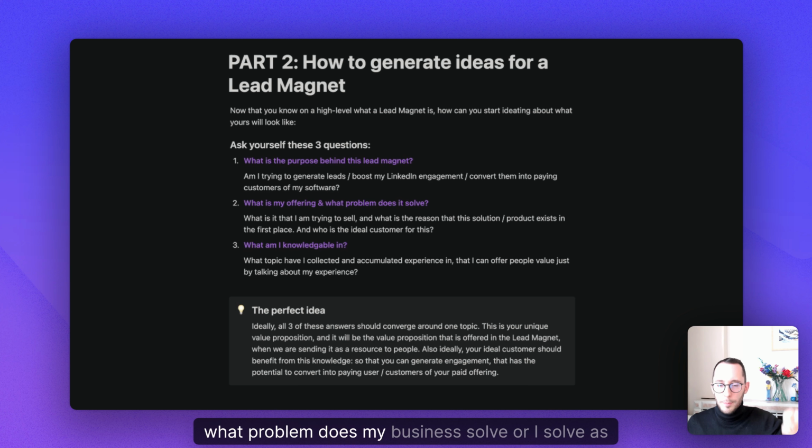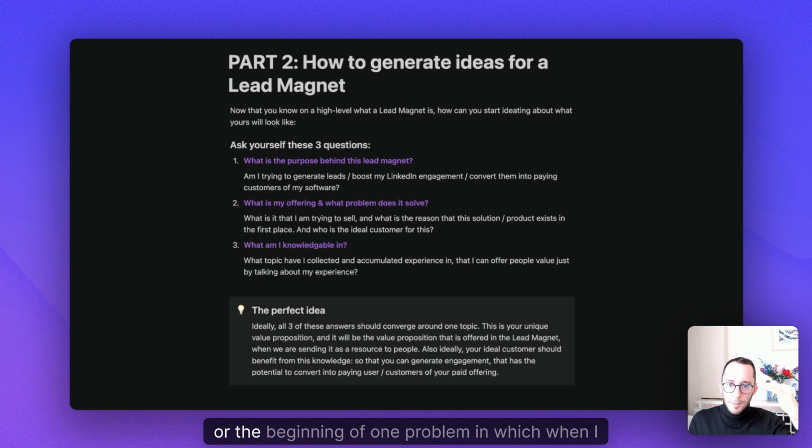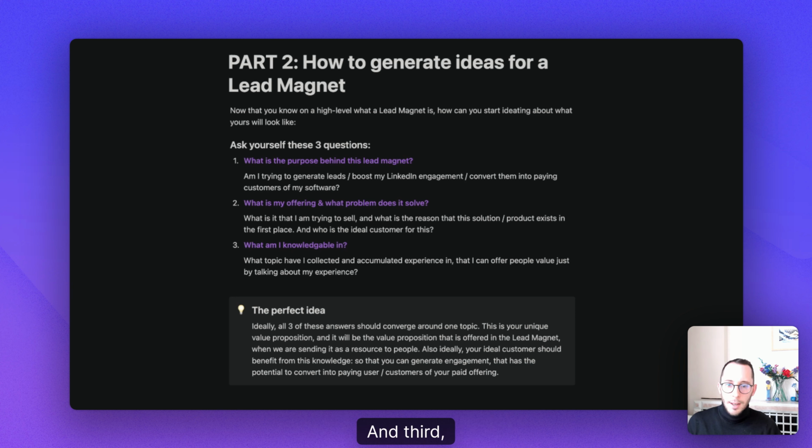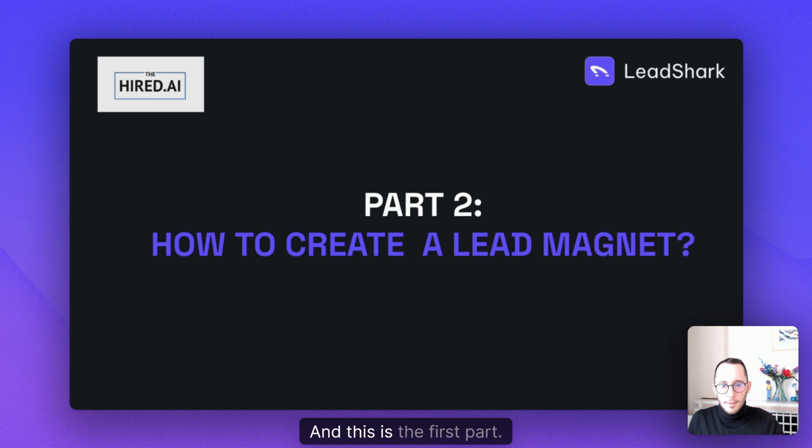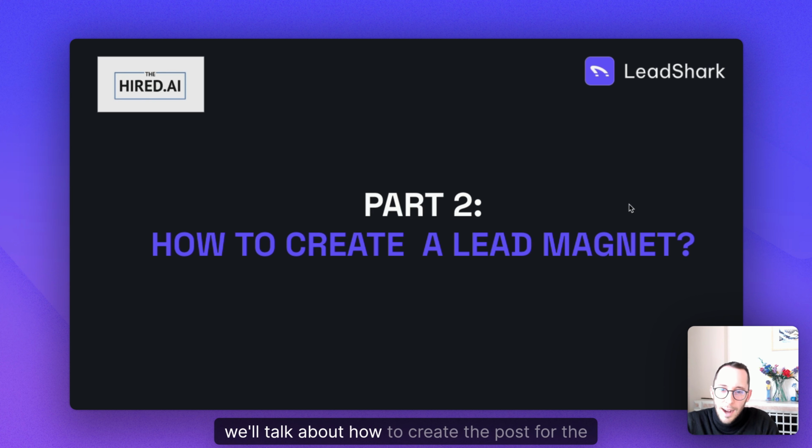Basically, what problem does my business solve, or do I solve as a consultant? And does the lead magnet solve the same or a similar problem, or the beginning of one problem, so that when I solve the first problem, I can convert to my paid offering to solve the actual problem, if that makes sense. And third, what am I knowledgeable in? What am I justified to talk about, essentially? And this is the first part. In the next part, we'll talk about how to create the post for the lead magnet and how to create the valuable offering for our lead magnet.